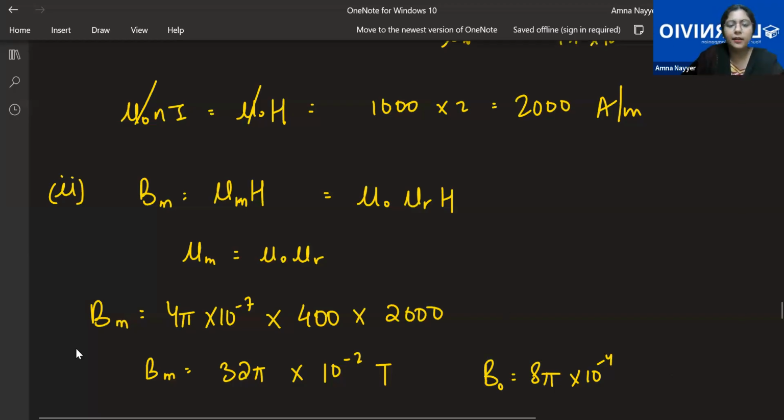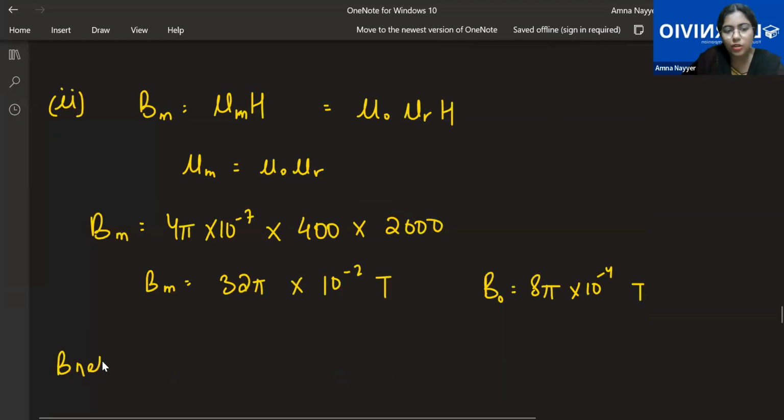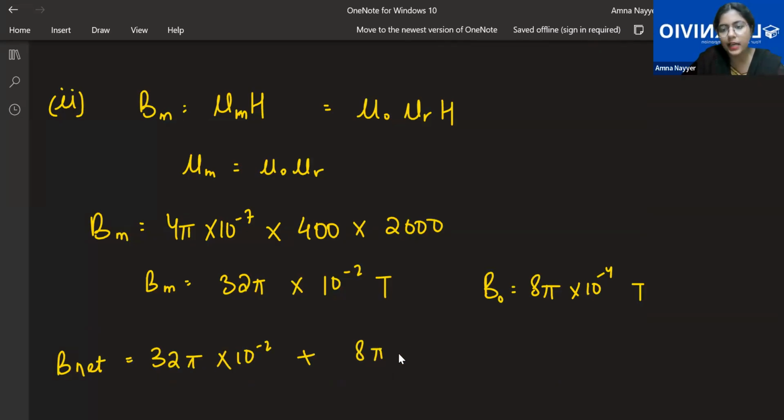So the net magnetic field will be the sum of both of these. 32 pi into 10 to the power minus 2 plus 8 pi into 10 to the power minus 4. You can solve this later. Whatever value you get, that will be the net magnetic field. How do we get the net magnetic field? Due to internal and external factors. So that's it.